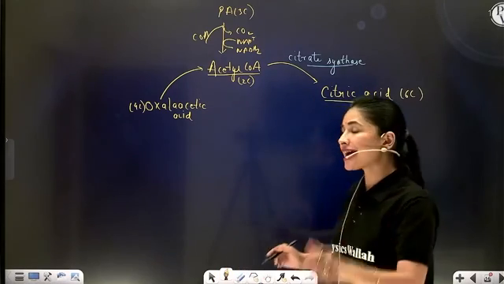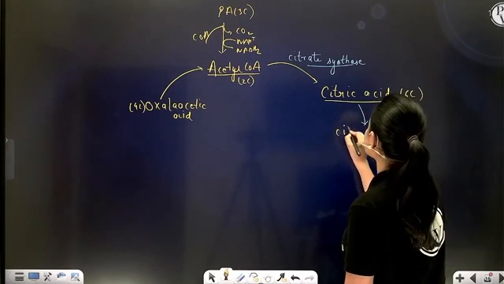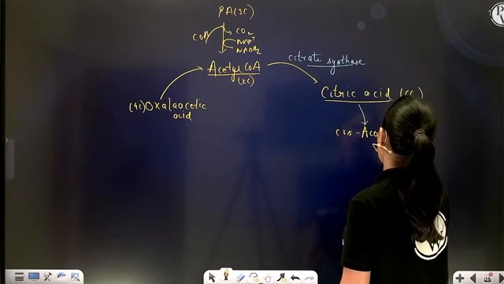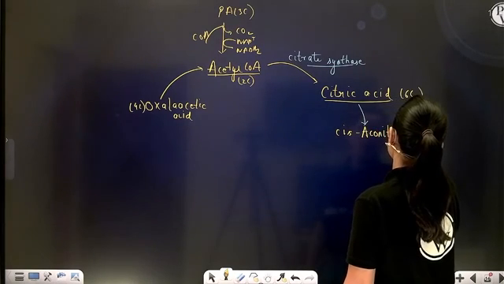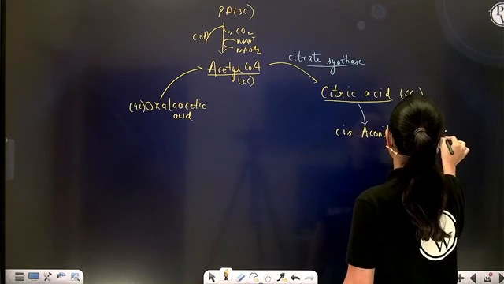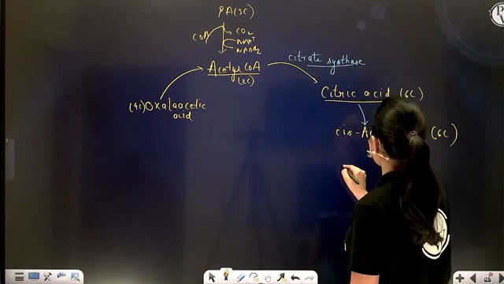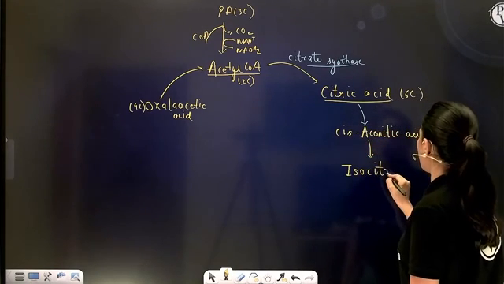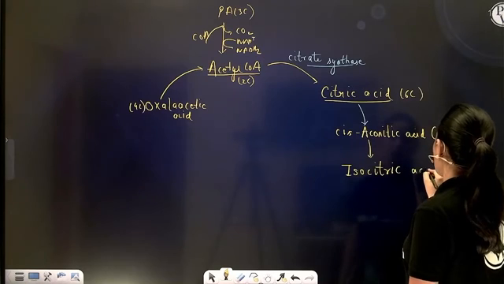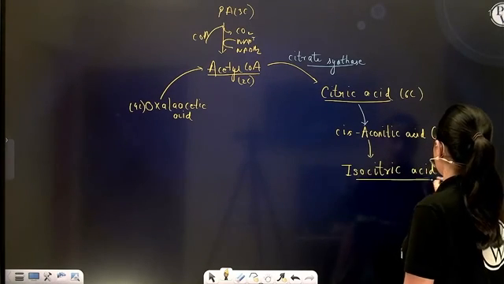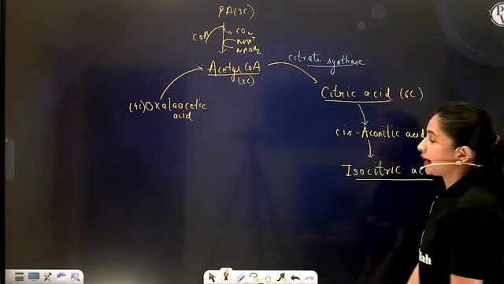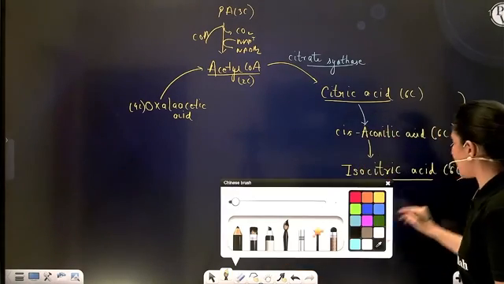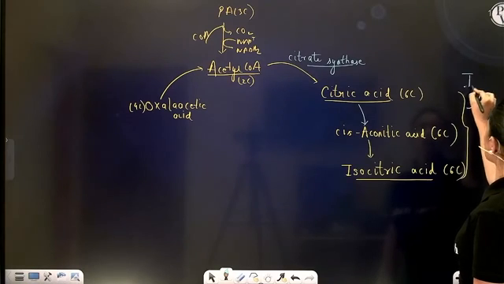First, citric acid will be converted into cis-aconitic acid, right? Cis-aconitic acid, and then this cis-aconitic acid will finally get converted into the isomeric form of citric acid, which is isocitric. Right? So these two steps of the reaction are catalyzed by the enzyme isomerase.